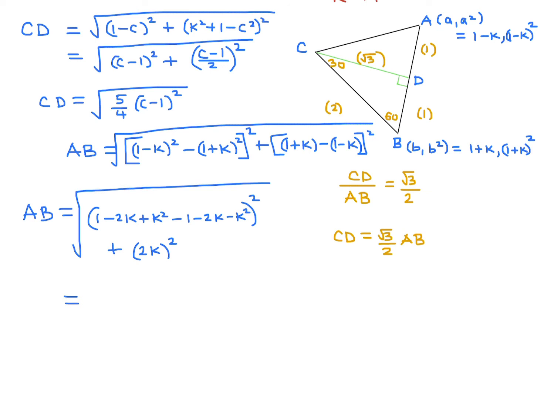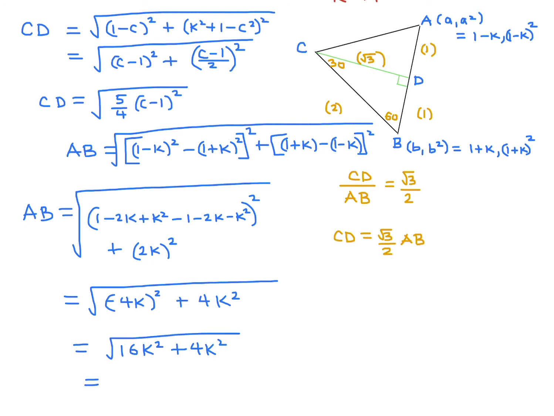So let's see, the first one, what do we get? I believe we get just minus 4k, all squared. And then 2k squared, of course, is just 4k squared. And then this is 16k squared plus 4k squared. All right, things are looking pretty good here. So we've got root 20k squared. Okay. And then now we can use this formula.